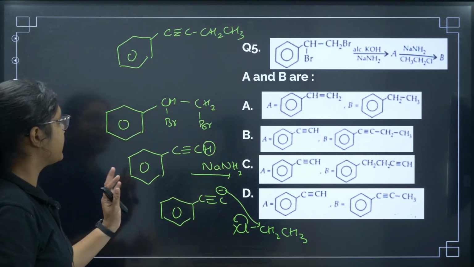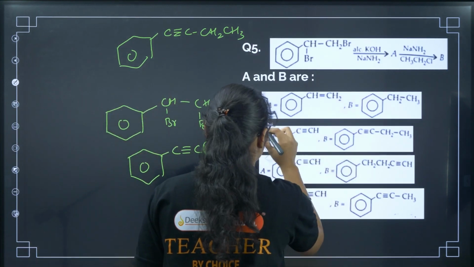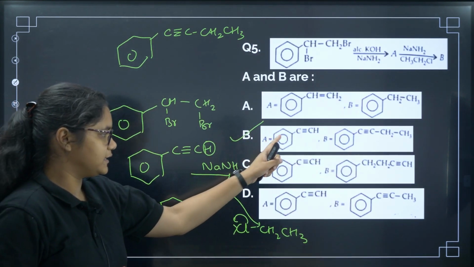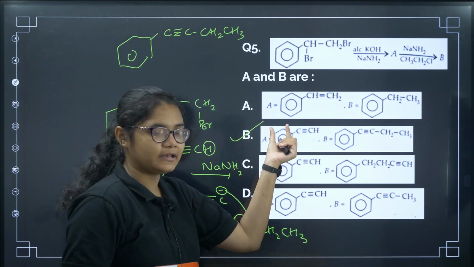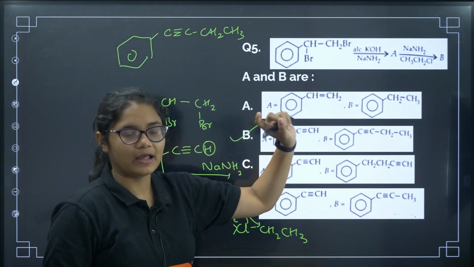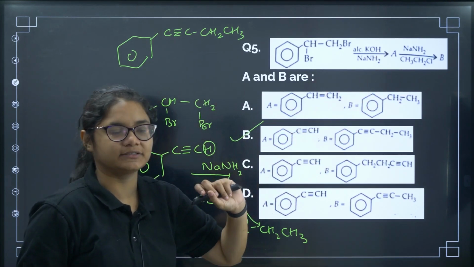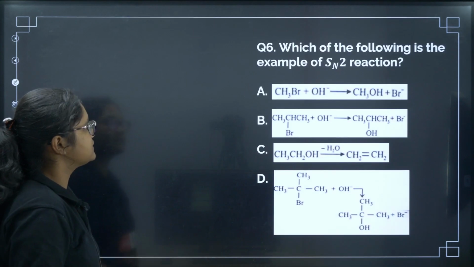Right. So the correct answer for this question will be option B. You can see first there is an ethylbenzene or alkyne group attached to the benzene ring. Then this hydrogen will be removed, and it will behave as a nucleophile and attack on this one. Substitution reaction will take place. Next question, let us see.